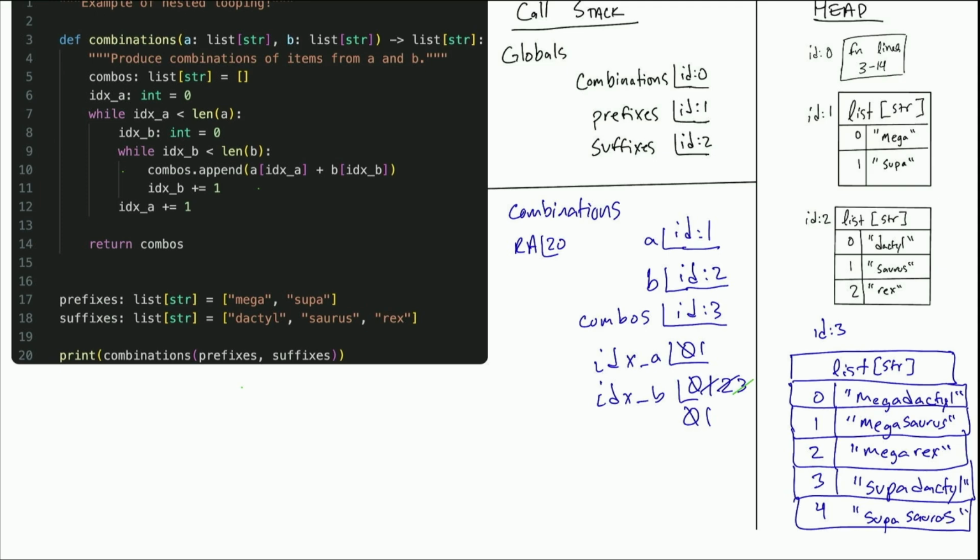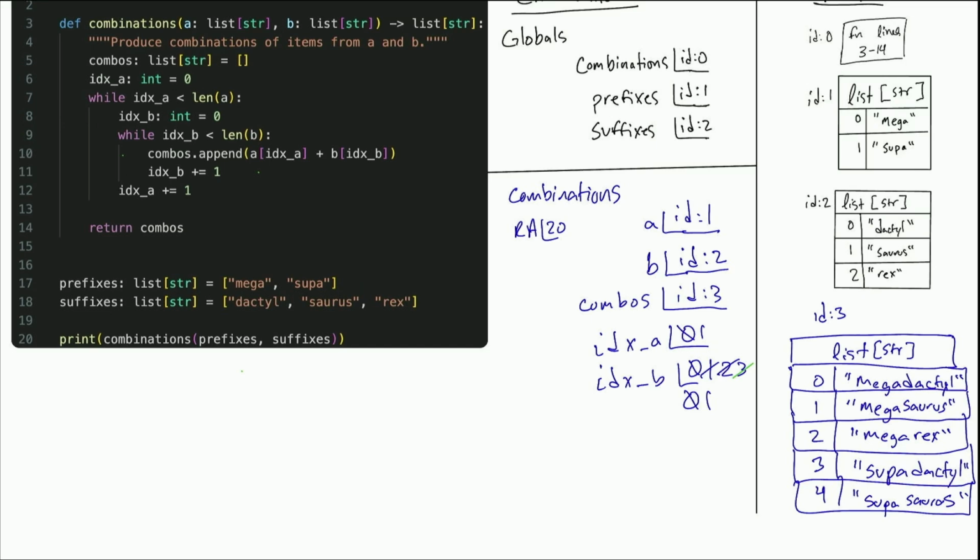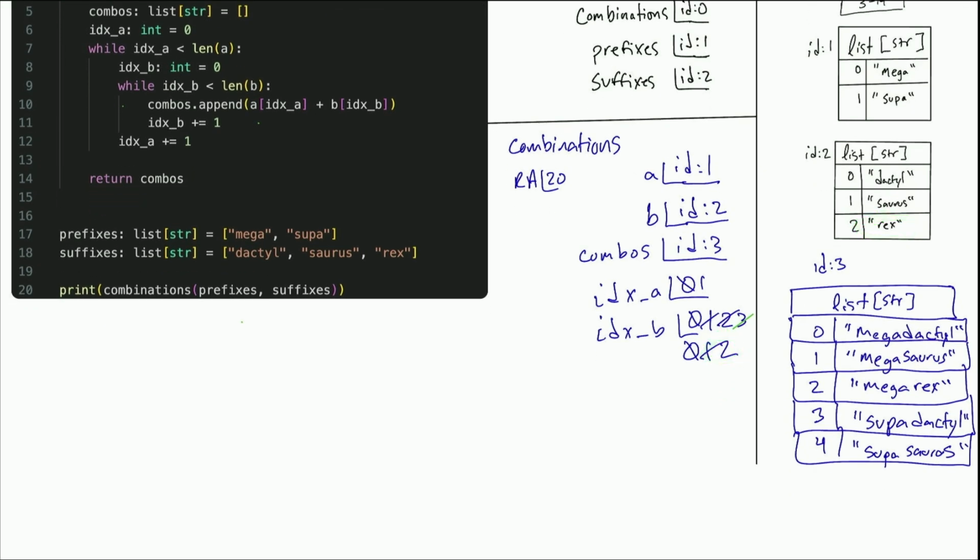And then we're going to continue on. We increase B by 1. We go back up to our inner loop's test, and we're still testing is, oops, I should increase this by 1 so that it's now 2. We're testing is 2 less than 3. That's true. So we go in, and once again, we're appending the concatenation of index 1 of A, that's supa, with index 2 of B, that's rex. So supa rex is the next item added to our list. So index 5, supa rex. All right.